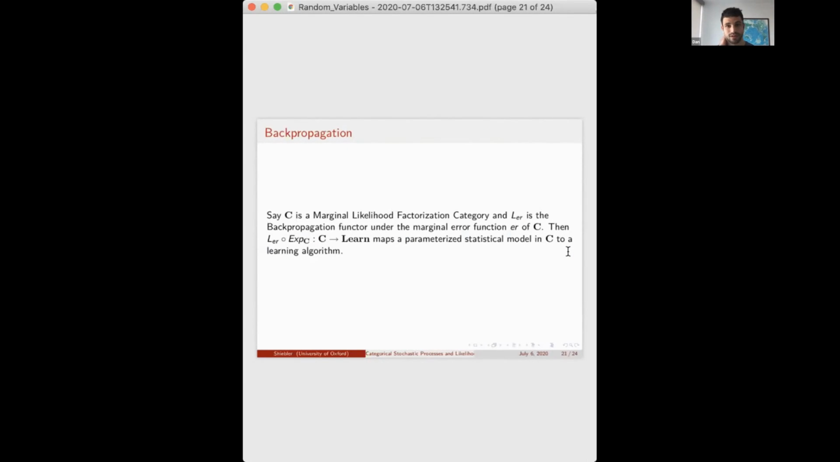And then for any such marginal likelihood factorization category, we can now define basically what we started with, which is this mapping that first applies expectation to get us back to para, and then applies a backpropagation functor under this marginal error function associated with our marginal likelihood factorization category. So when we do this, we've effectively removed the error function from its original status as a user-provided parameter and replaced it with an inherent property of a marginal likelihood factorization category.